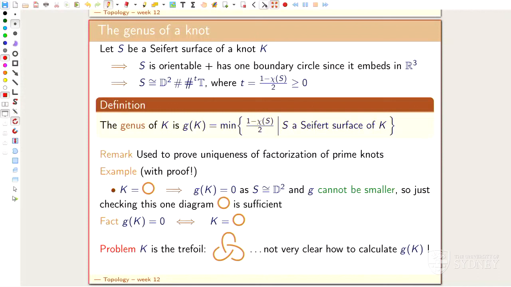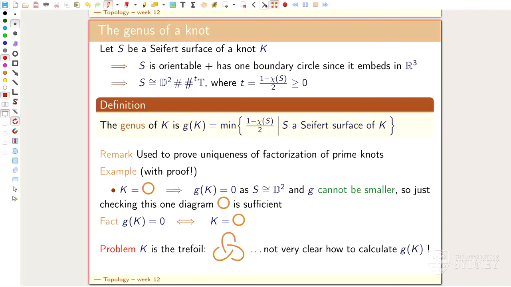But right now, it's really not clear how to compute this funny number, because you would need to minimize over an infinite set. That's usually the infinite set of all possible diagrams of the knot, or possible projections. And that's not so easy to do. But I will show you how to do it.